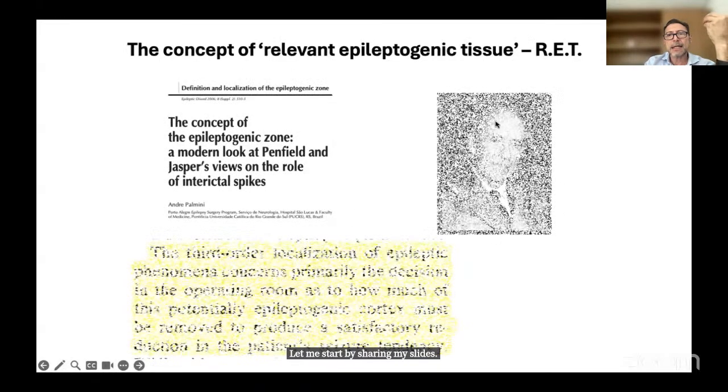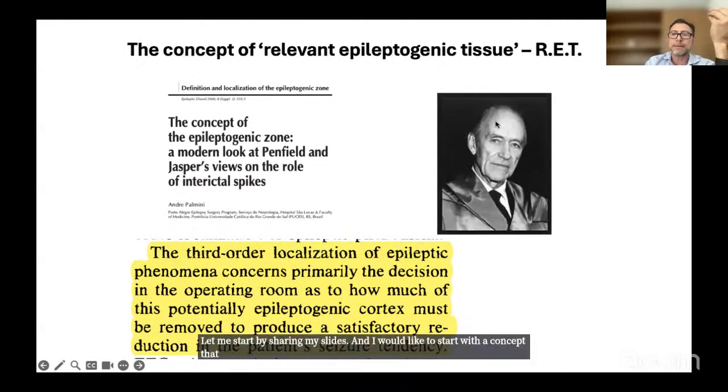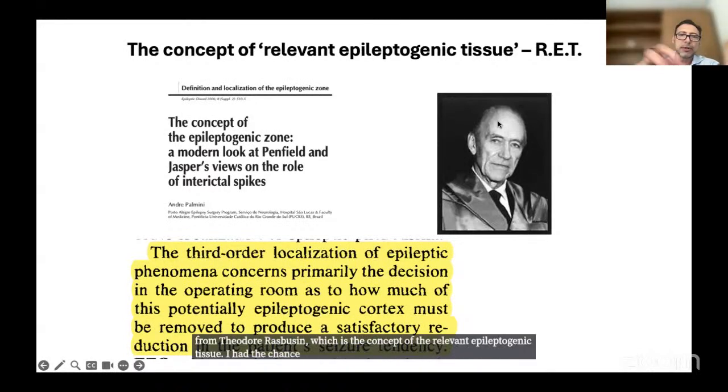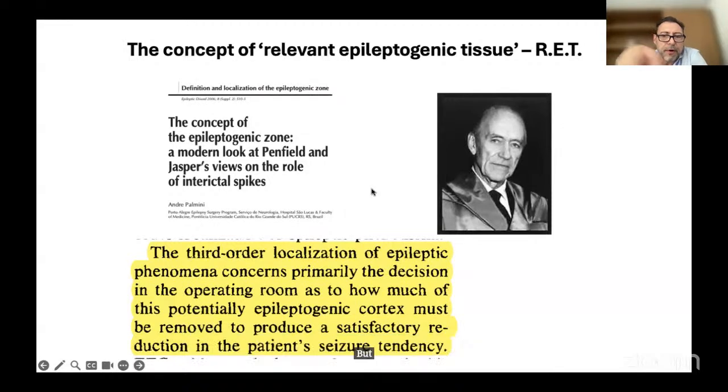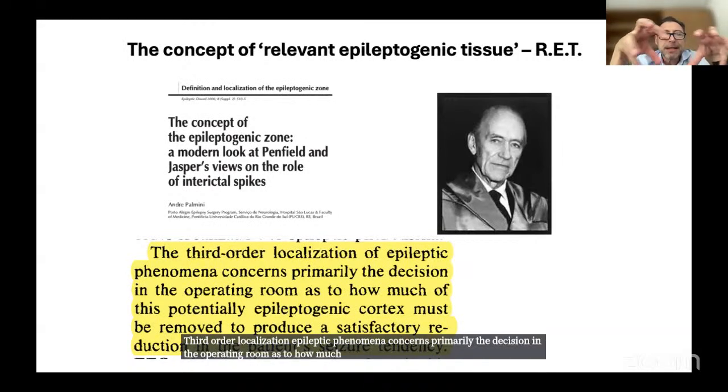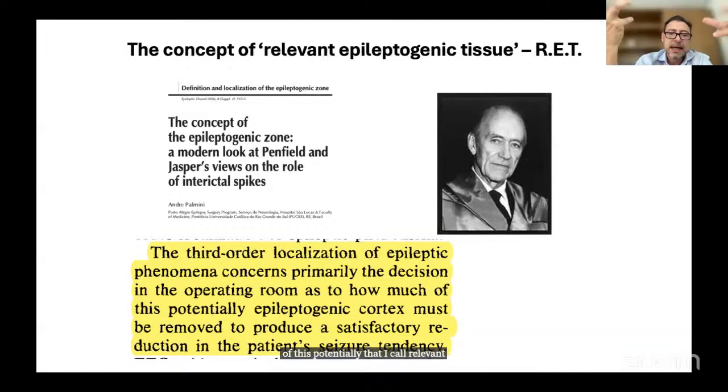And I would like to start with a concept that is a Montreal concept from Theodore Rasmussen, which is the concept of the relevant epileptogenic tissue. I had the chance to review all this literature in a paper published almost 20 years ago, in a review in Epileptic Disorders. But I quote verbatim from one of Dr. Rasmussen's papers: third-order localization of epileptic phenomena concerns primarily the decision in the operating room as to how much of this potentially relevant epileptogenic cortex must be removed to produce a satisfactory reduction in the patient's seizure tendency.